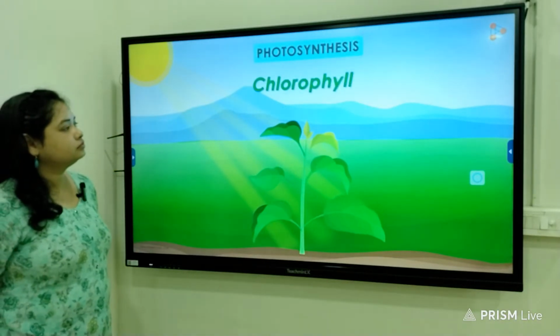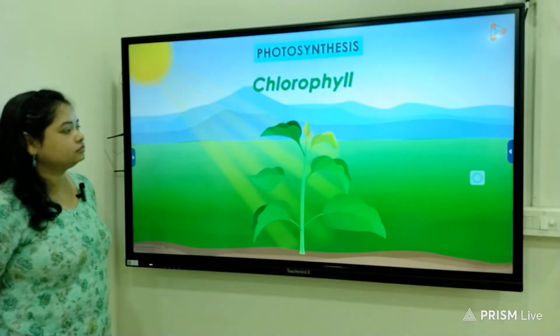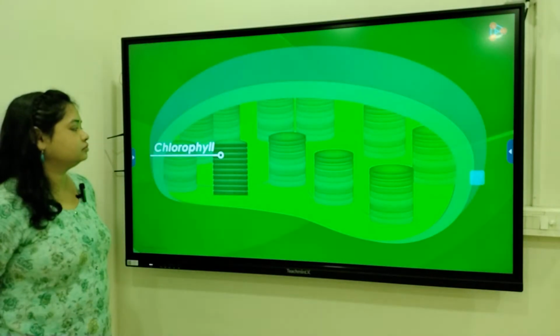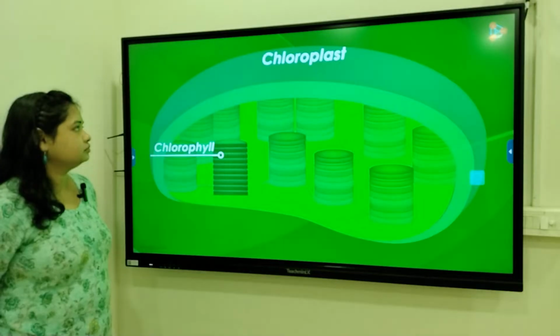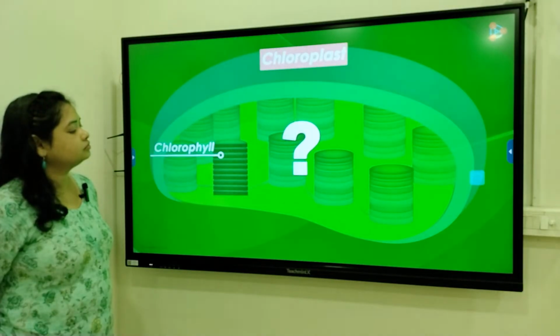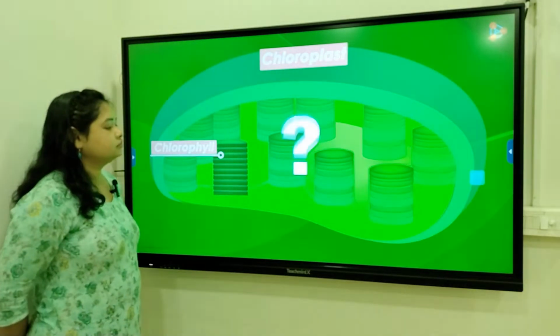The answer is chlorophyll. But wait, do we know exactly what chlorophyll is? For now, all we need to know is that it's a green colored pigment that's present in the specialized structures of the plant cells. These packet-like structures are called chloroplast. Now the next question to arise in our minds is how this packet called chloroplast and the pigment inside it called chlorophyll can carry out such a complicated process.